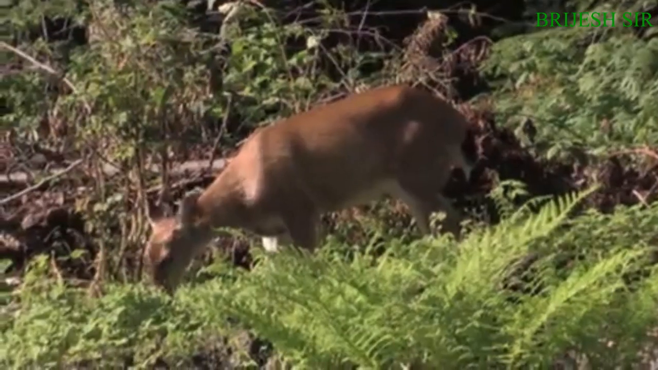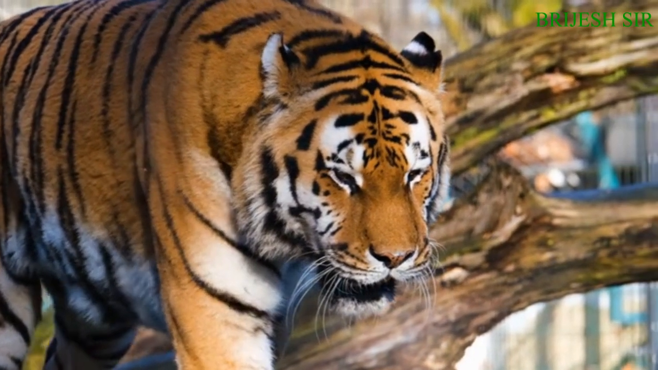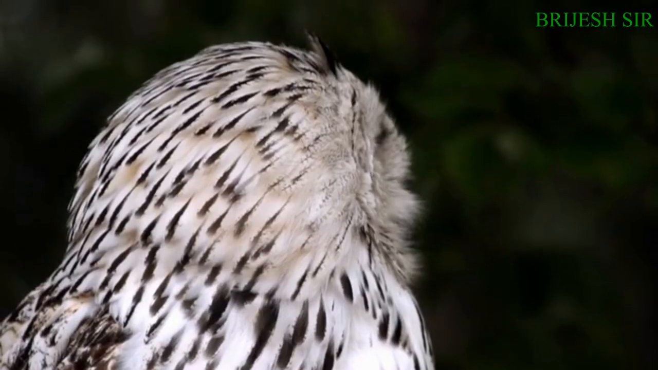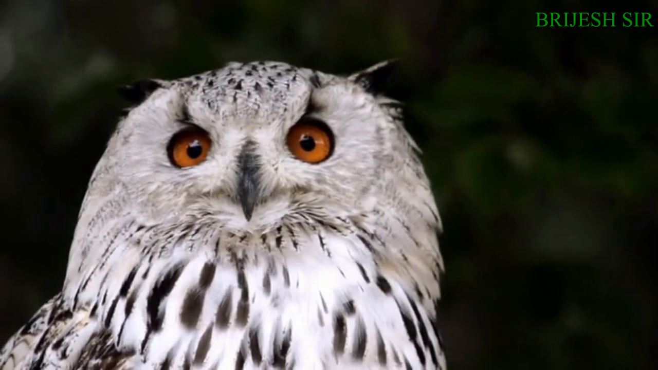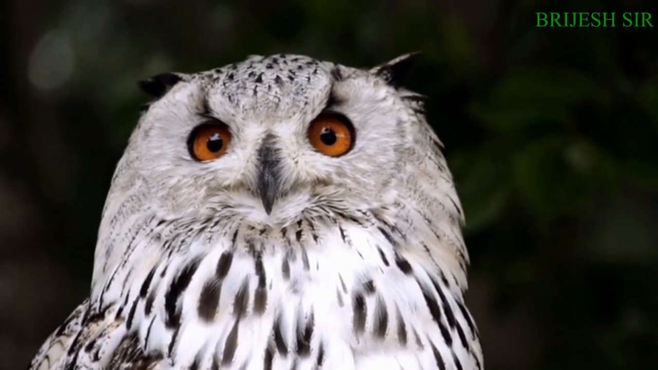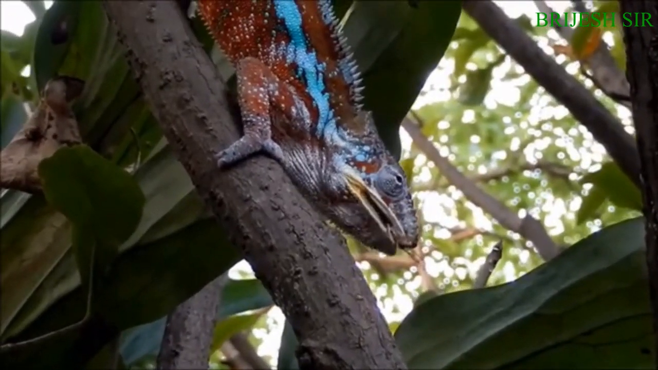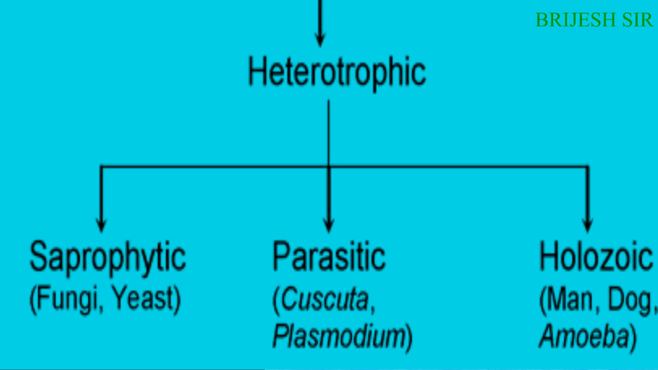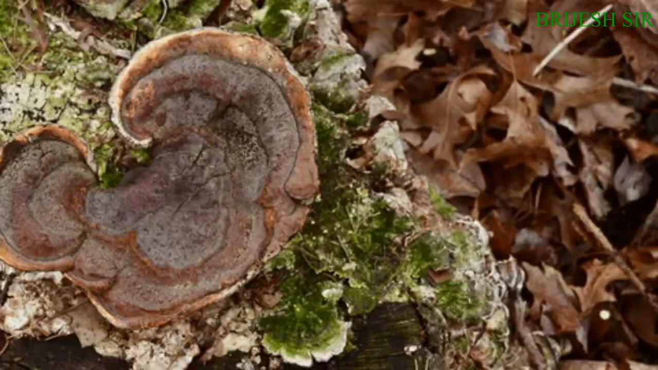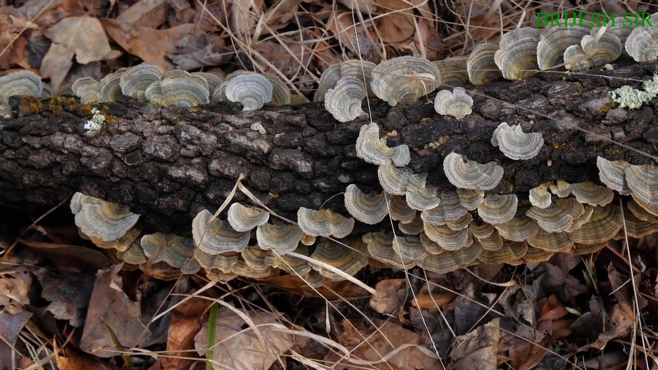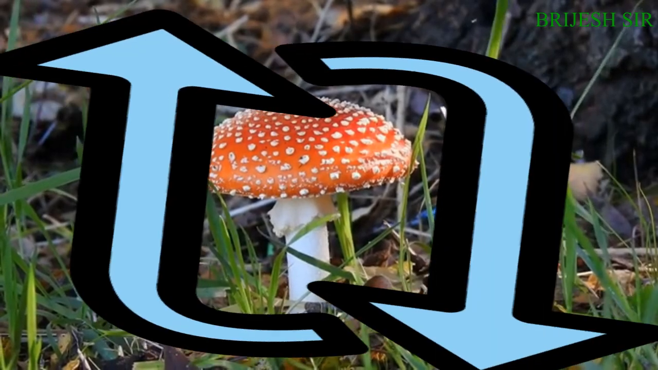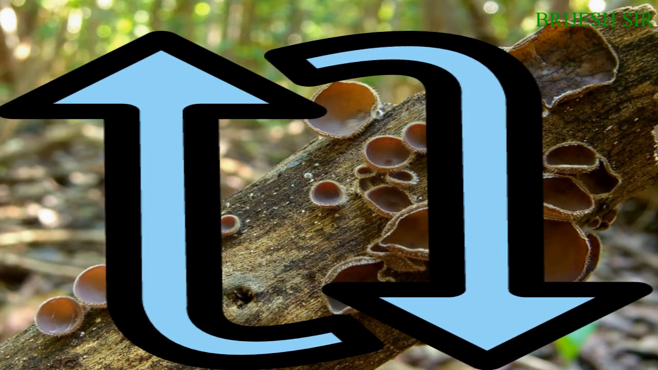Heterotrophic nutrition. Here, organisms cannot make their own food and rely on ready-made organic food from other sources. Organisms that depend on others for nutrition are called heterotrophs. Types of heterotrophic nutrition. There are three types of heterotrophic nutrition. Saprophytic nutrition, in which organisms feed on dead and decaying matter like fallen leaves, dead animals and waste. These organisms are called saprophytes. They help in recycling nutrients back into the ecosystem.